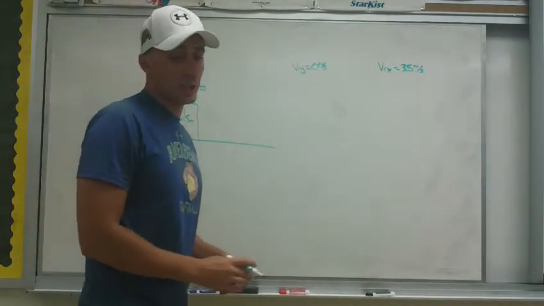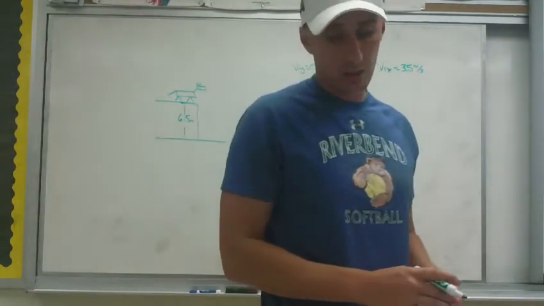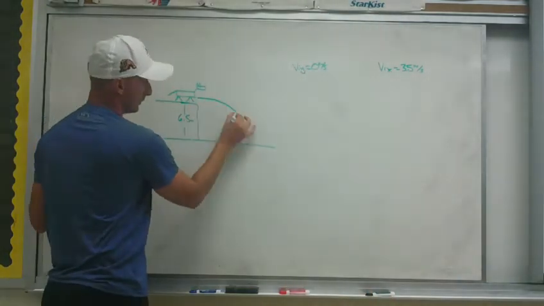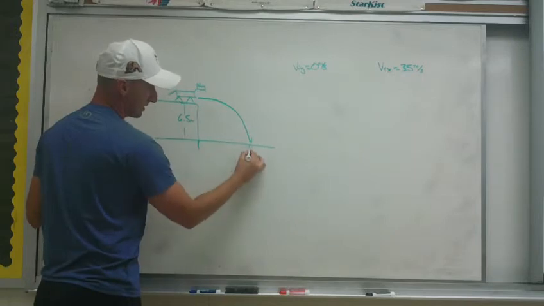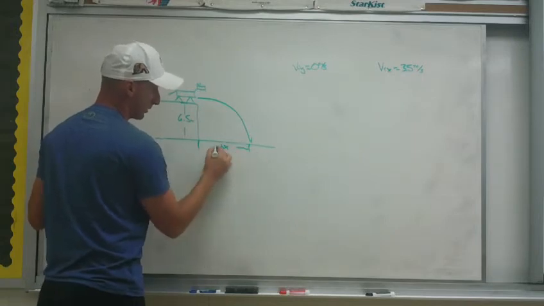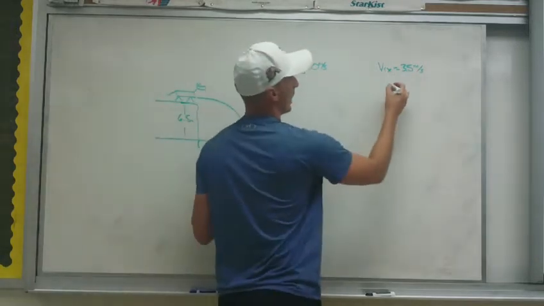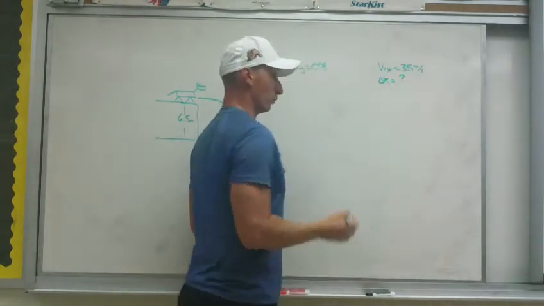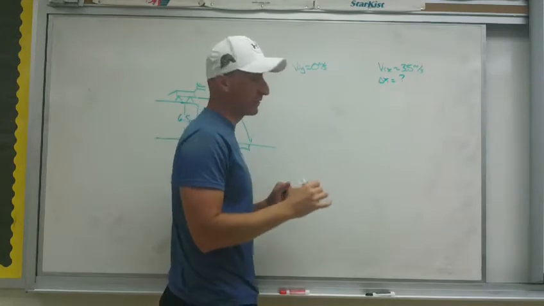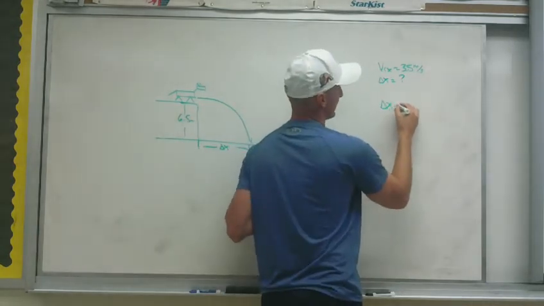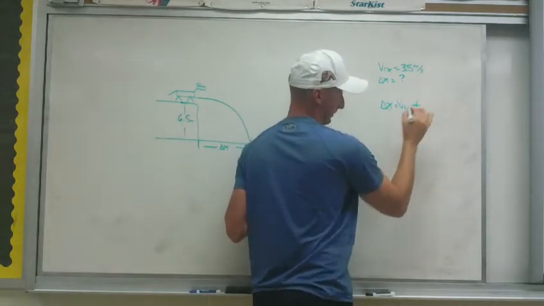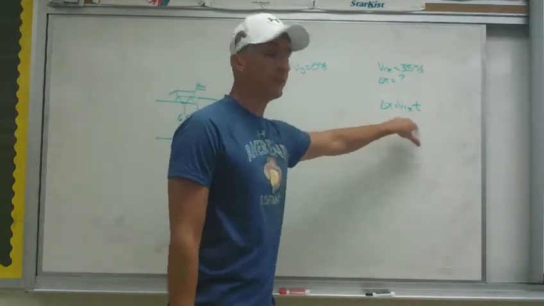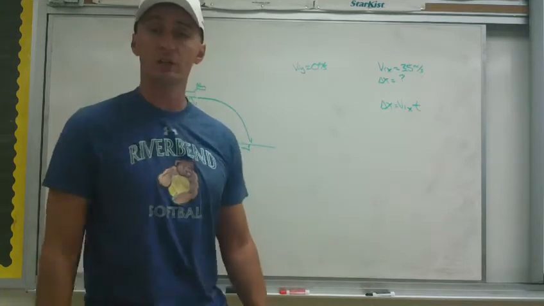So now let's see. It says how far from the base. So we want to figure out this distance here. In other words, we want to find delta x. Remember, the only equation I have for the x direction is delta x equals Vix t. Well, I know Vix. I need to find t before I can solve for delta x.